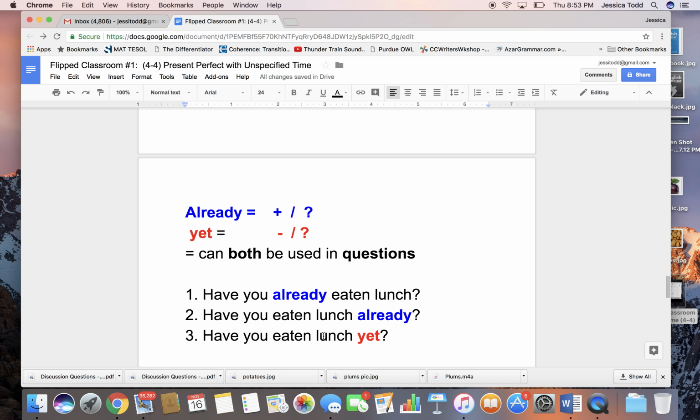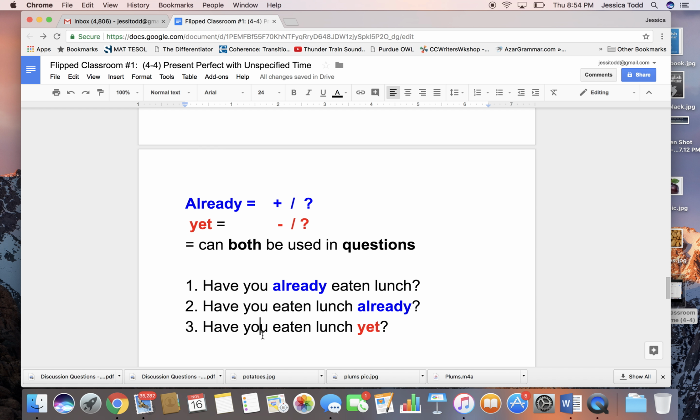Let's take a look at some examples. Already, as we know, can be used in 2 places in the sentence, right? Here in the middle, before the main verb, and also it can be used at the end of the sentence. So we can say, have you already eaten lunch? Or we can say, have you eaten lunch already? Both 1 and 2 have the same meaning. There is no change to the meaning, okay? Number 3 also has the same meaning. Have you eaten lunch yet? So all of them are asking, did you eat lunch before this time, right?